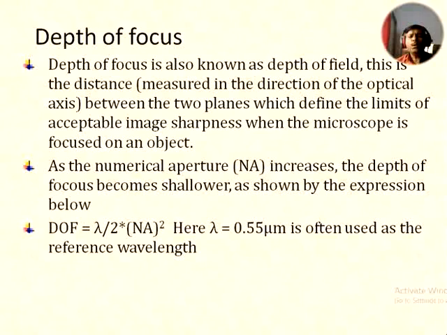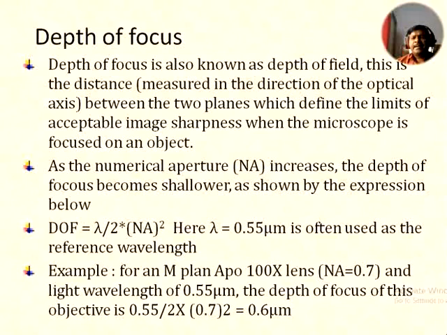Here the value of lambda, 0.55 micrometer, is often used as the reference wavelength. Now for an M Plan 100x lens, the numerical aperture is 0.7, and the light wavelength is 0.55 micrometer.